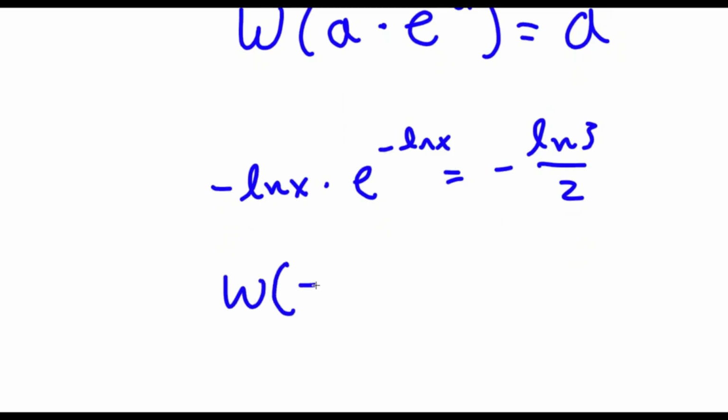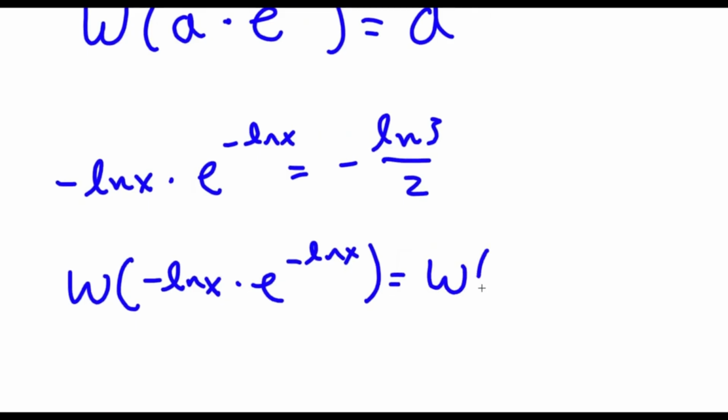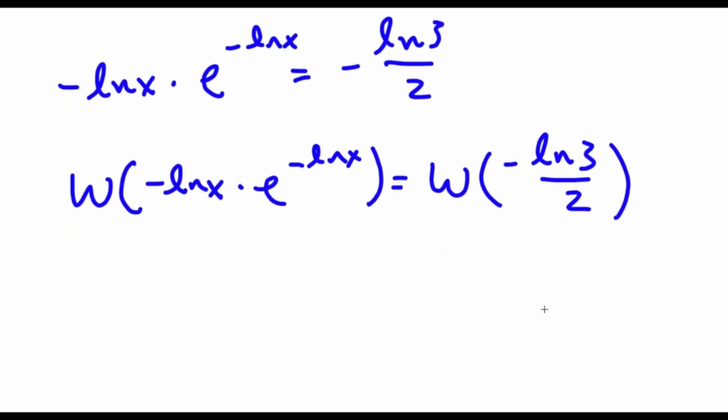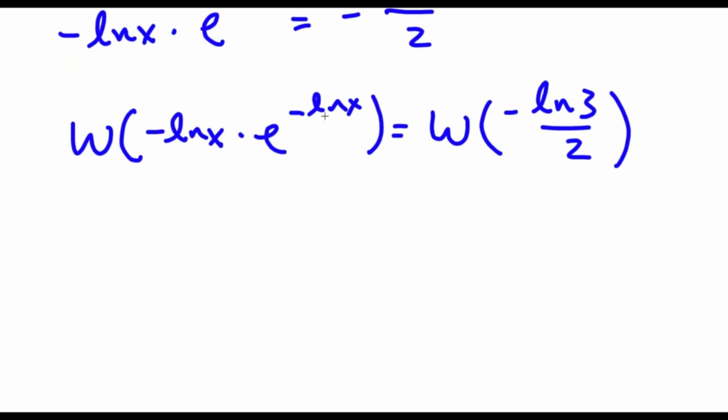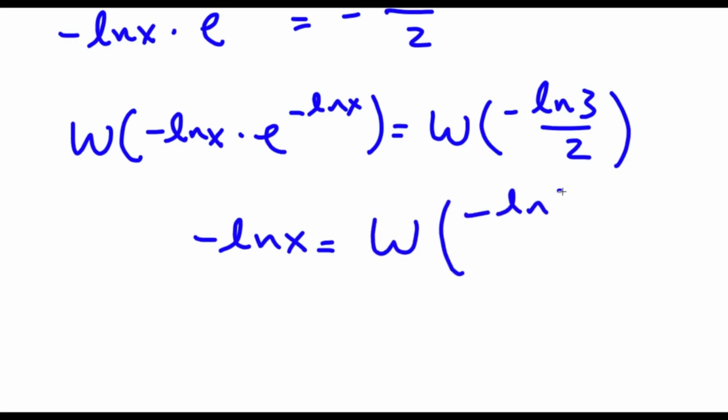So now I have w of negative ln x times e to the power of negative ln x is equal to w of negative ln 3 over 2. Now, this is simply equal to a, which is negative ln x in this case. So now I have negative ln x is equal to w of negative ln 3 over 2.